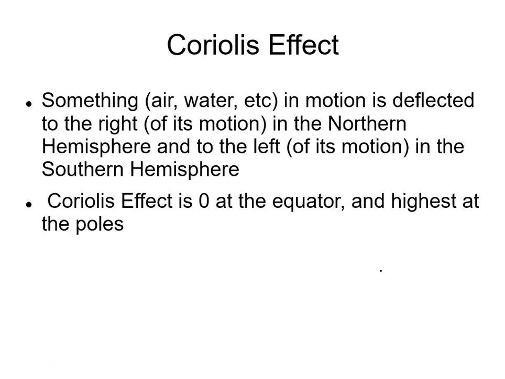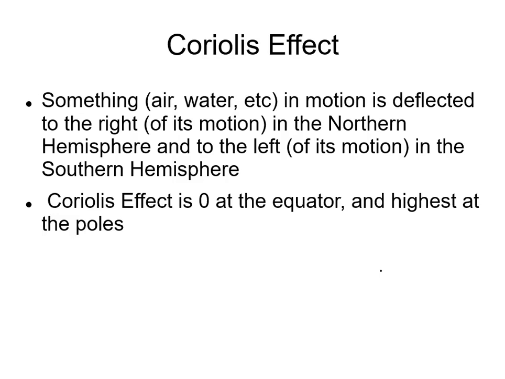All right, so Coriolis effect causes something that's in motion on our planet, such as air or water, to be deflected to the right of its motion in the northern hemisphere and to the left of its motion in the southern hemisphere. And at the equator, Coriolis effect is going to be 0.